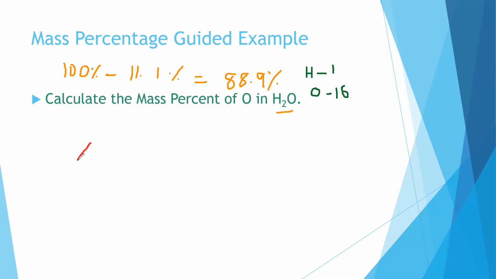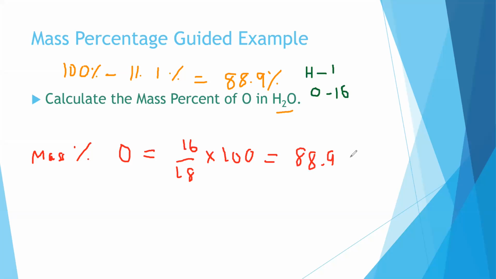The other approach is doing it the normal way. So mass percent of oxygen is the mass of oxygen, which is 16, over the mass of water, which we calculated in the previous one, is 18 times 100. And you also get 88.9%. So this is 2 ways that we can get the exact same solution. So I hope this is clear to everyone.